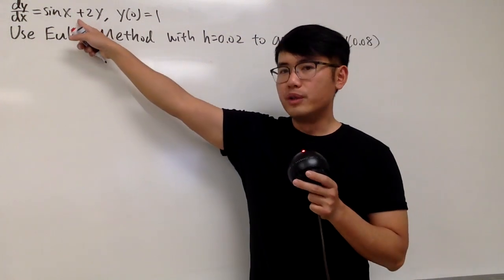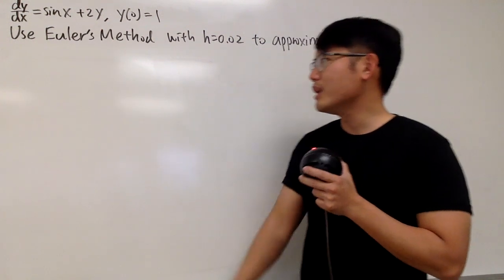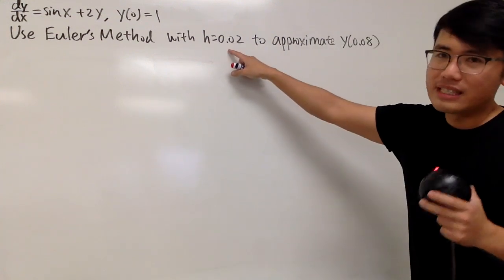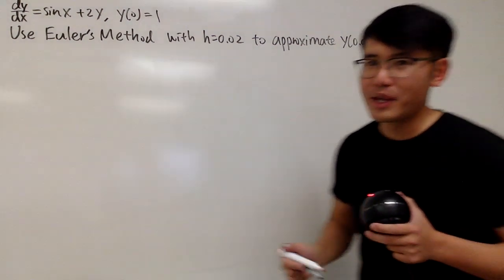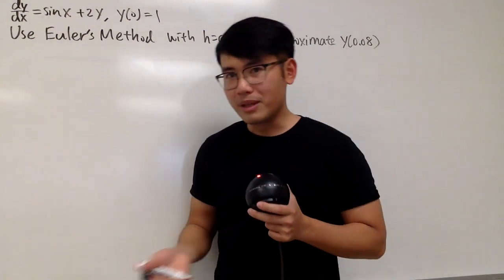Okay, we are given this differential equation with this initial condition, and we are going to use Euler's method with step size 0.02 to approximate y of 0.08. And now here we go. First, let me just write down the formulas for you guys.